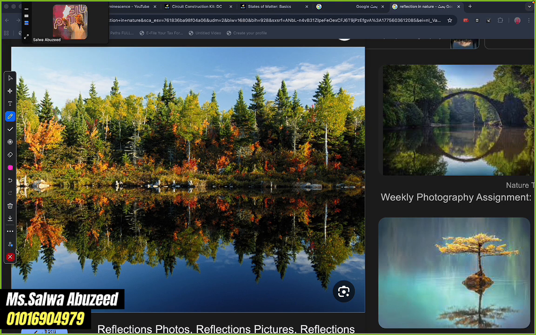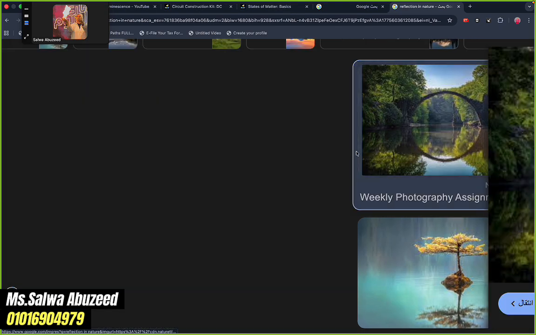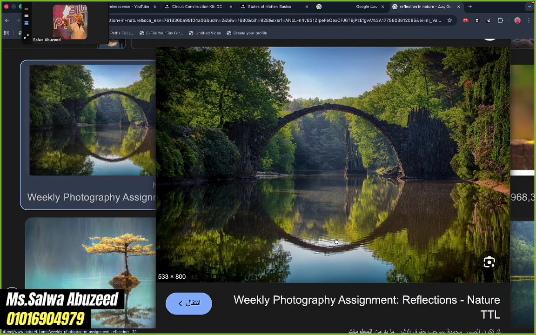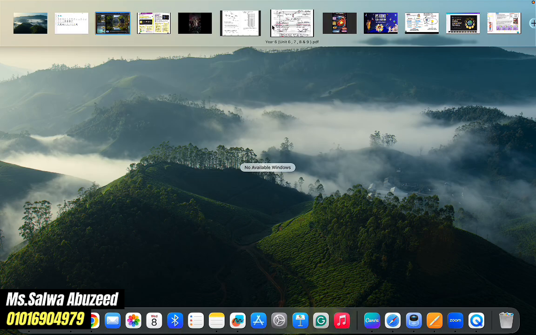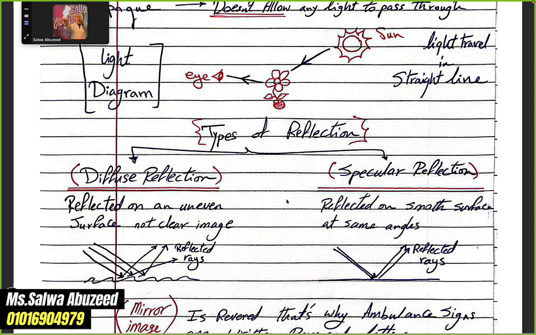And let's see this one. It looks awesome. This is called a specular reflection. You see the circle? It's not like that, actually. It is only half, but the reflection made it like this. Okay? So the two types of reflection are diffuse reflection, which is uneven, and the other one is called specular reflection.